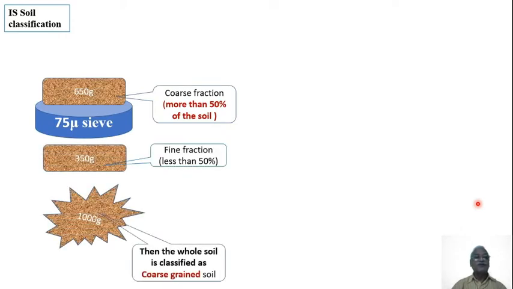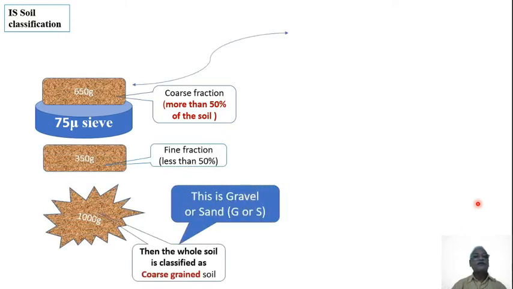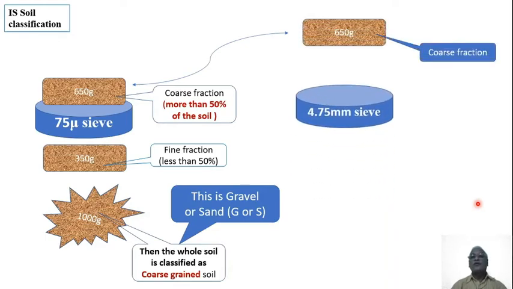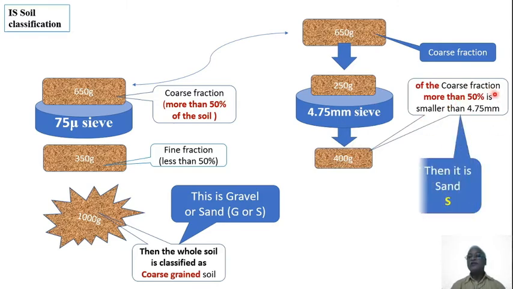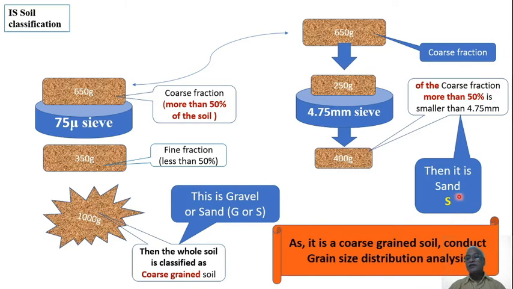Again, a similar kind of analysis. Here also it is a coarse grained soil. Next we have to sieve it through the 4.75 mm sieve, and suppose by chance only 250 grams is retained above and more than 50% passes through. In such a case it will be classified as sand. Then to find out the next letter of classification, that is SW, SP, SM, SC, you have to do further analysis.